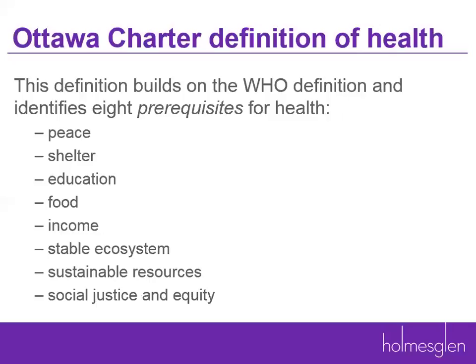Obviously, having adequate nutrition. Poverty is a risk to health. We know that. Doesn't mean poor people are, by definition, less healthy. But there are risk factors involved. Having a stable ecosystem, sustainable resources, and a stable society. I suppose that last one is really talking about justice and equity. So they're all important factors that go together to provide the environment in which health is more possible.